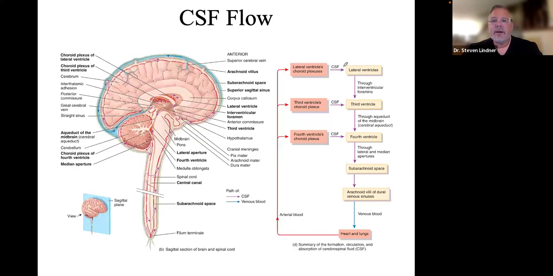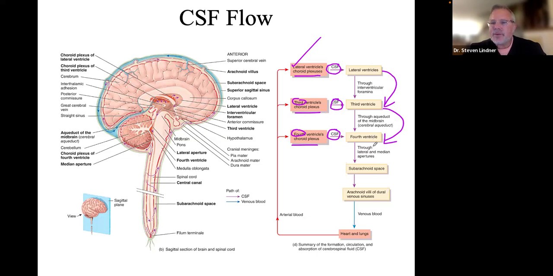So right here, you can see in a more linear fashion, right? You've got the lateral ventricles, and there's a choroid plexus there that produces CSF. In the third ventricle, there's a choroid plexus that produces CSF. And in the fourth ventricle, there's a choroid plexus that produces CSF. The flow is going to go from the lateral ventricles 1 and 2 into the third ventricle through the interventricular foramen of Monro. From the third ventricle into the fourth ventricle through the cerebral aqueduct of Sylvius.